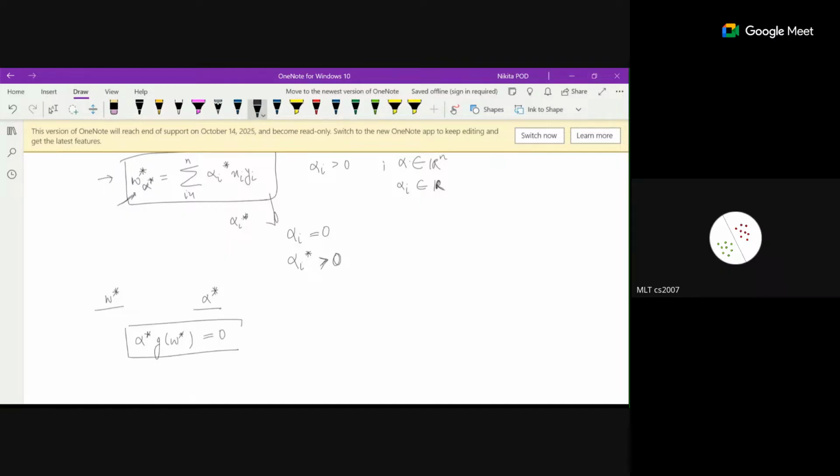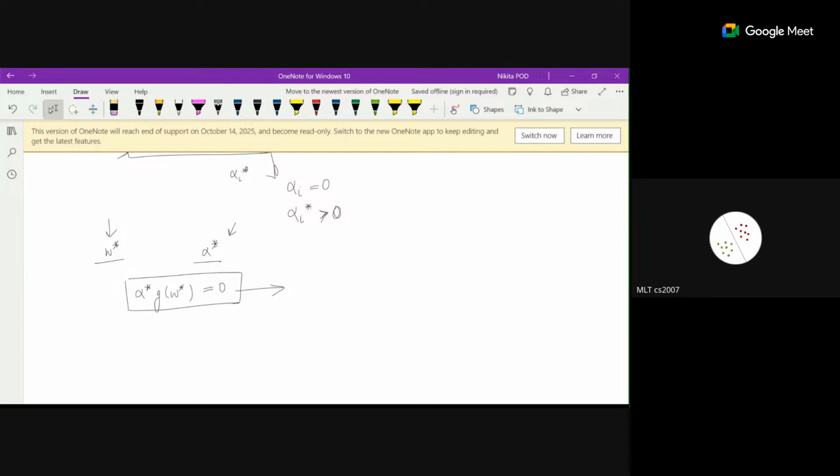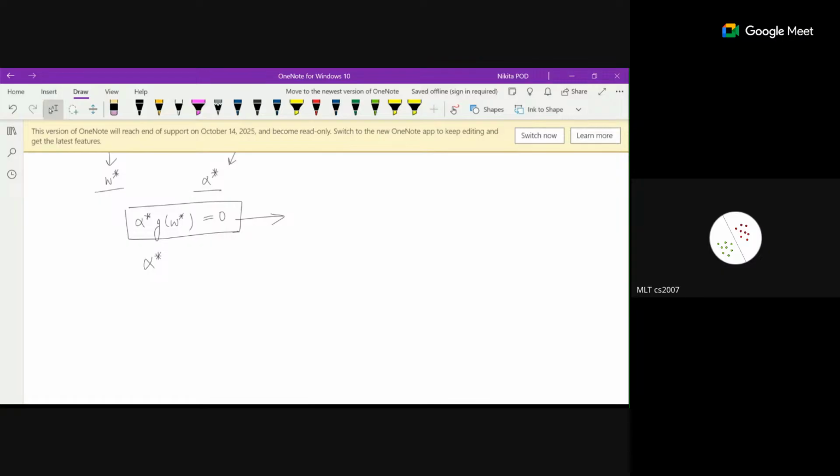Okay, this is what we have seen. If W star is the primal solution and alpha star is my dual solution, then this holds. In our context, my G of W star is 1 minus W transpose Xi by I, and this is equal to 0, so it should be alpha star times 1 minus W star transpose Xi by I. Now this is my complementary slackness condition.